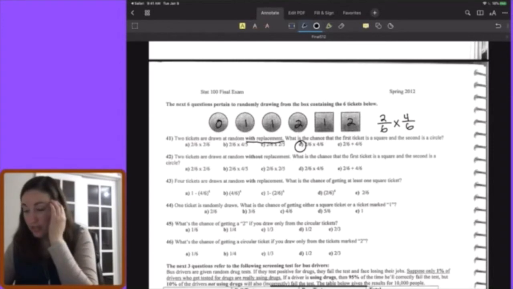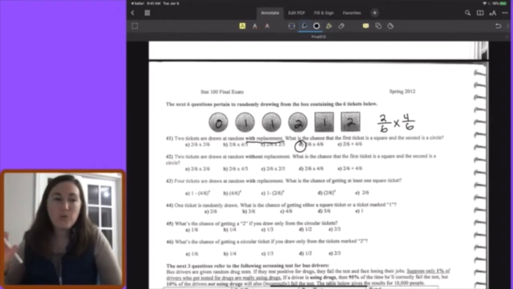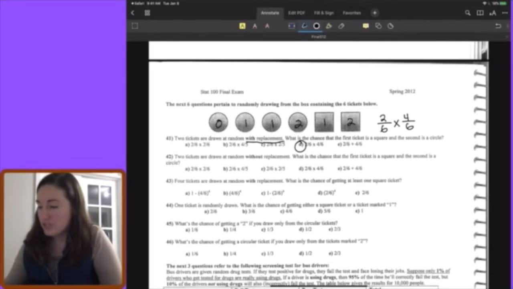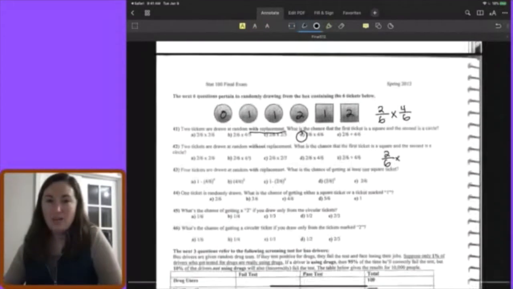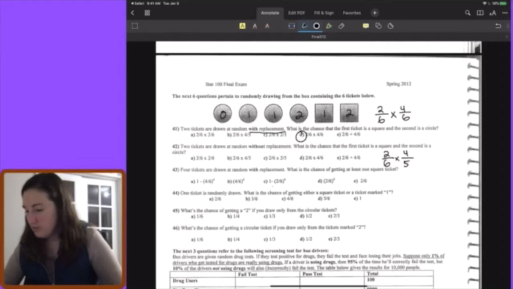Two tickets are drawn at random without replacement. So same question, but now we're taking out one of those squares forever. The chance the first is a square is still 2 out of 6, and the second is a circle. Let's just say I picked the square 2. Then there's only 5 tickets left, and 4 of them are circles. So that is B.